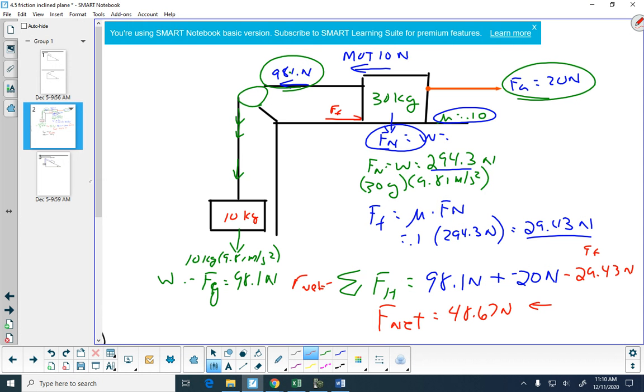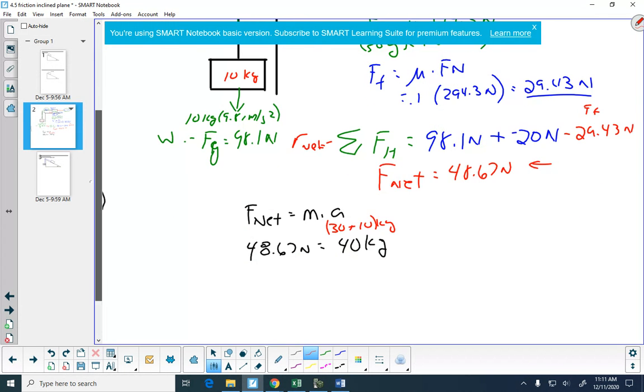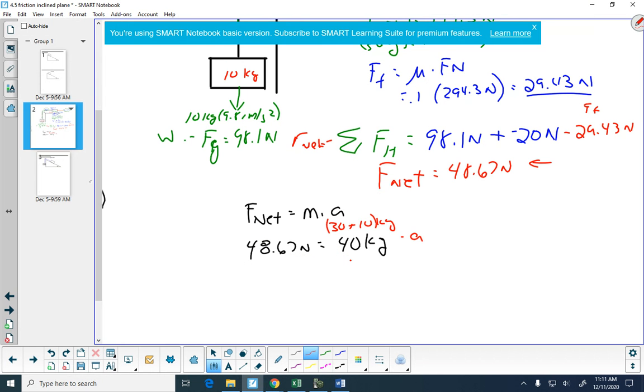Because both these objects, once again, are moving. Okay, it's not a bungee cord where it's starting to stretch or anything like that. Both these objects are moving to the left and downwards. Even though this is not moving to the left, it's still moving in this direction. So we can divide by 40, divide by 40. So our acceleration of this object is 48.67 divided by 40, which is 1.22 meters per second squared.